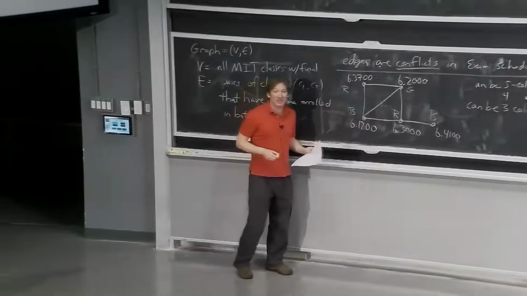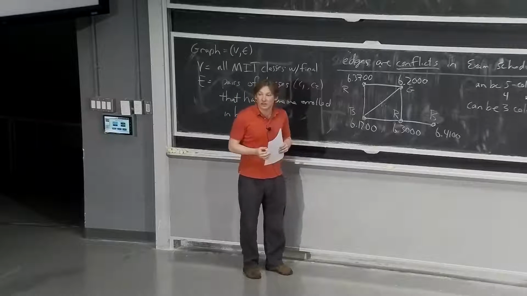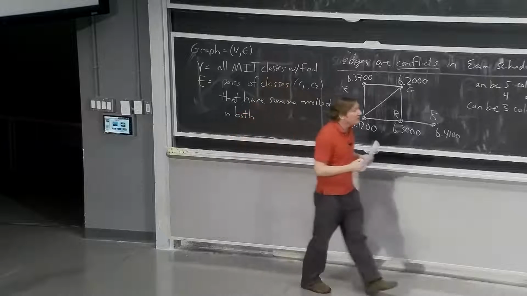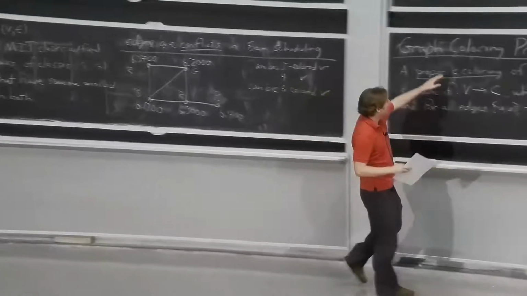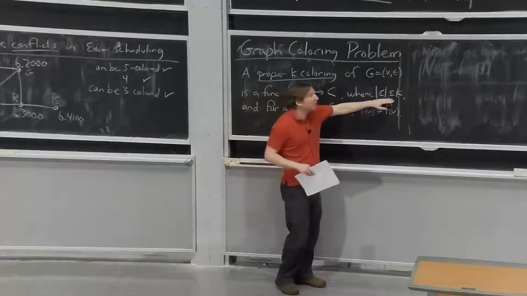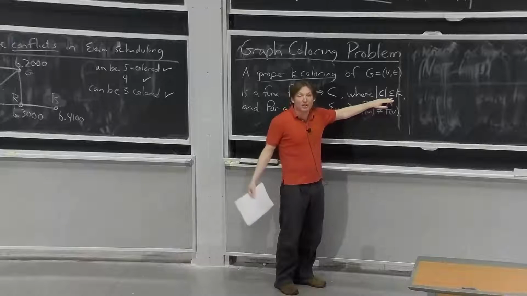Can this be 17-colored? Is there a proper 17 coloring for this graph? This is a bit of a weird edge case, but yes. This set C says that there have to be at most 17 colors available. We don't have to use all of those colors.